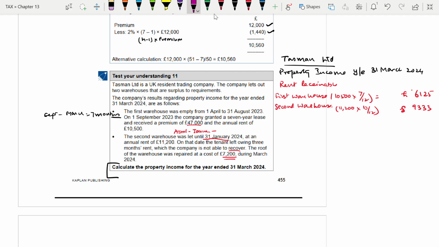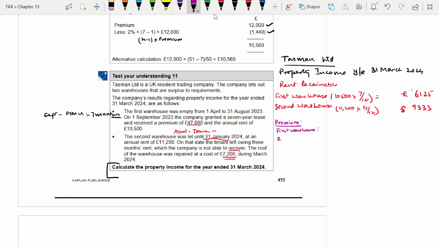Now from here, what do you have to do? You have to take the premium, only for the first warehouse. The second one is not on lease, it is on rent. The first one is on lease. Only the warehouse which is given on lease, you will get a premium.